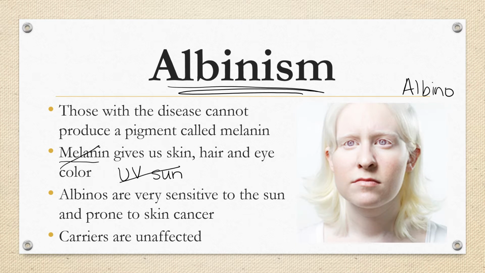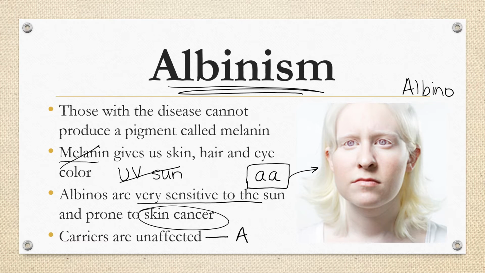So people who are albinos are very sensitive to the sun. They're more often going to have skin cancer problems as a result. But because this is an autosomal recessive trait, you have to have both little alleles in order to display the traits of albinism. A carrier, someone who is heterozygous, is going to appear normal. They're going to have normal skin tones.